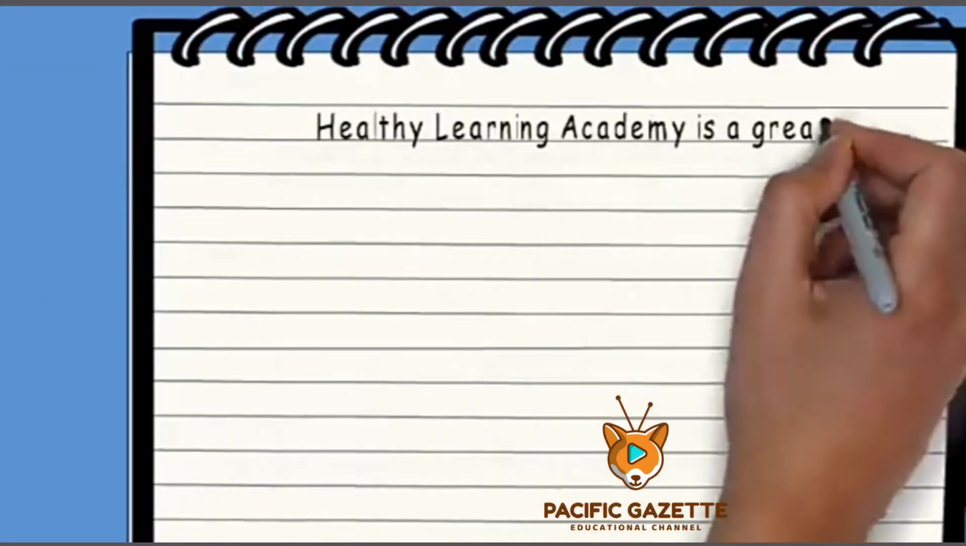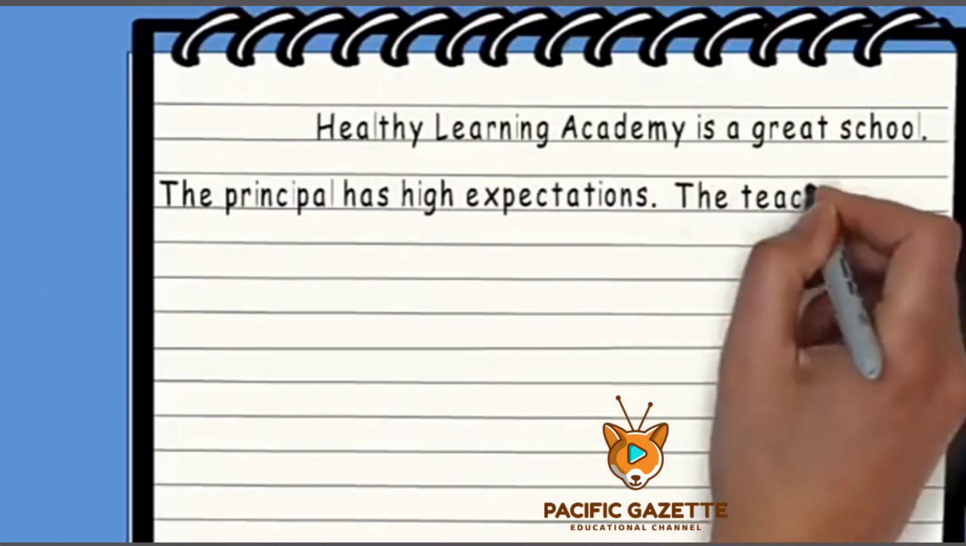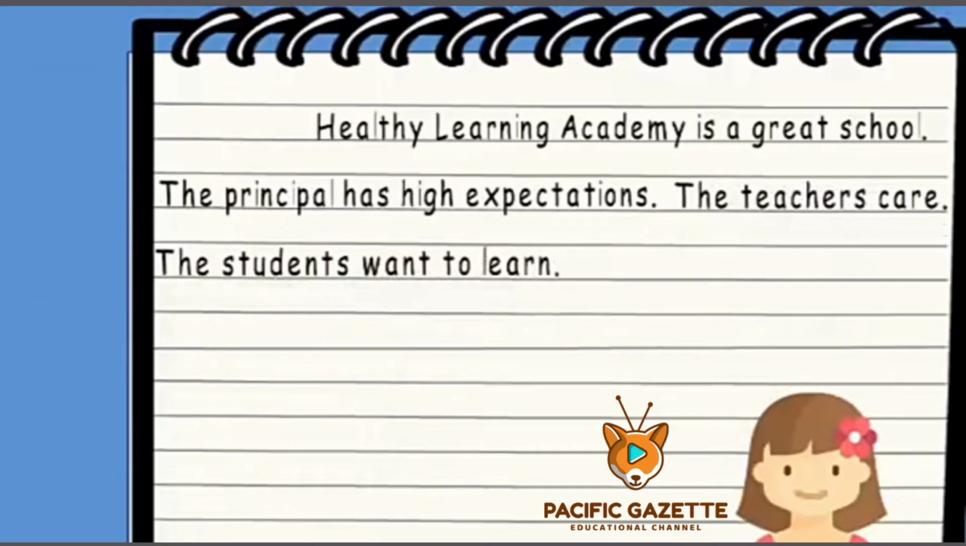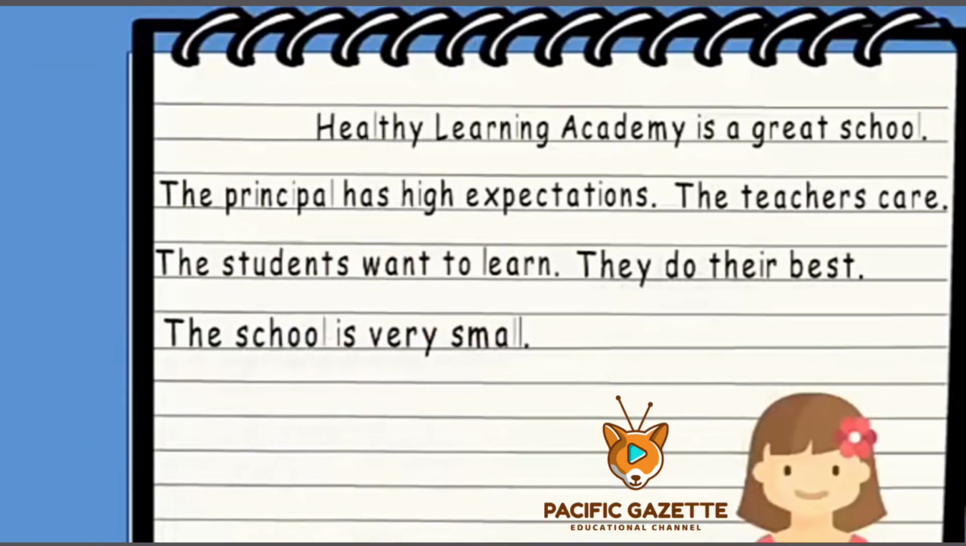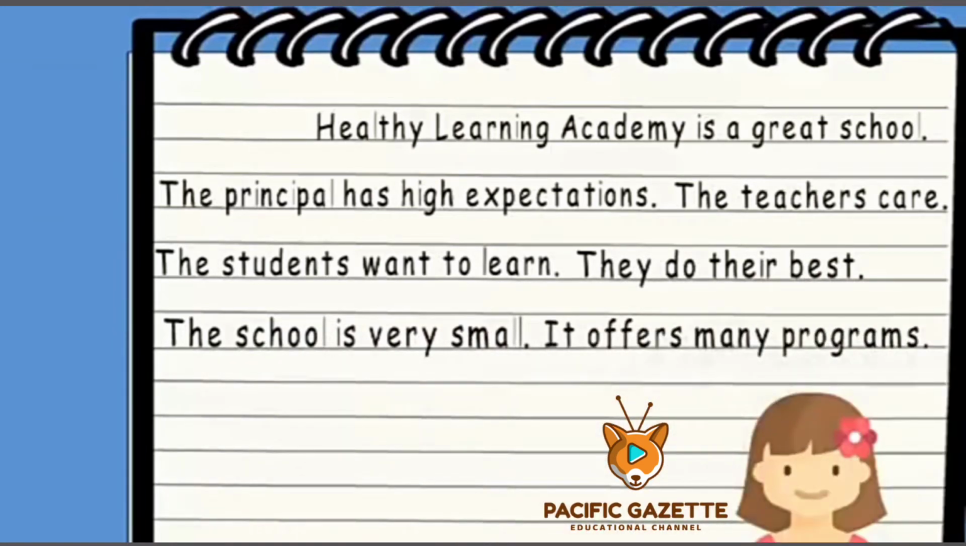Healthy Learning Academy is a great school. The principal has high expectations. The teachers care. The students want to learn. They do their best. The school is very small. It offers many programs. Can we form these simple sentences into compound sentences?